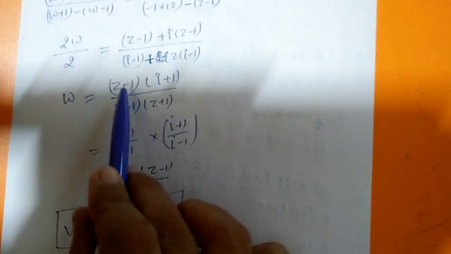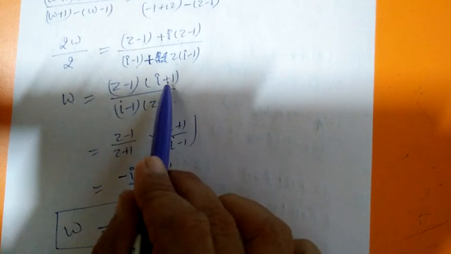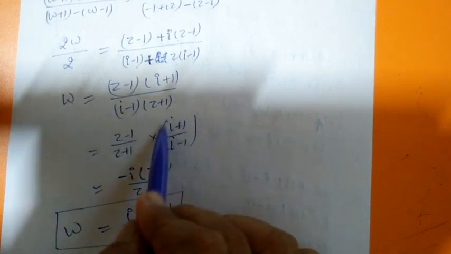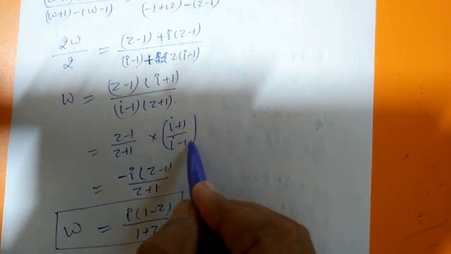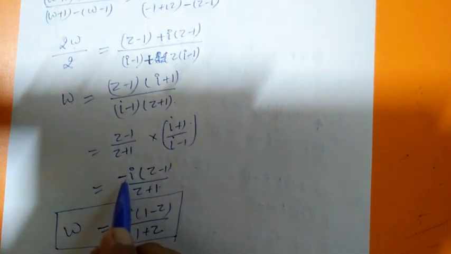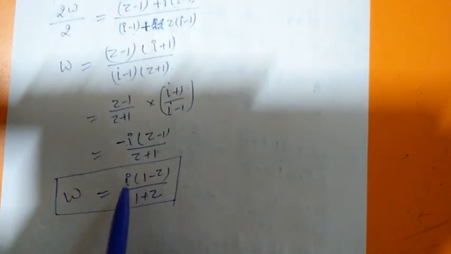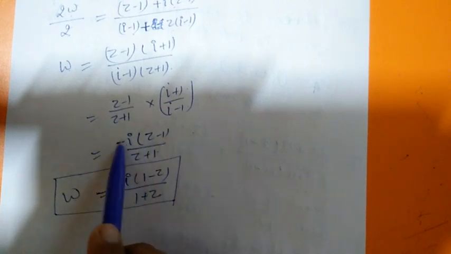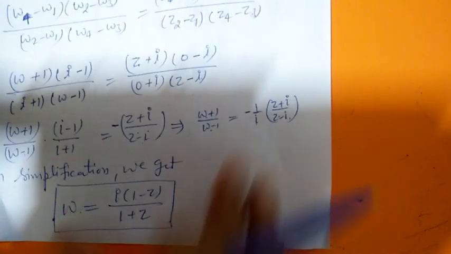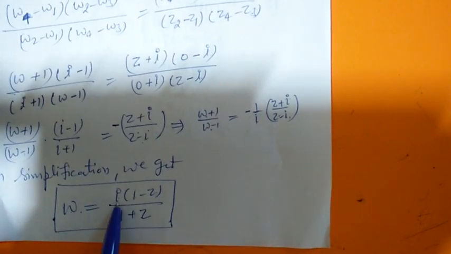So we get (z - 1) upon (z + 1) into (i + 1) upon (i - 1), and this is a ratio of two complex numbers. After simplification, that is, multiplying the conjugate of the denominator in the numerator and denominator, we obtain -i. So the required bilinear transformation is w is equal to i(1 - z) upon (1 + z). If we multiply this minus inside, or taking minus common, minus minus plus, we obtain the required bilinear transformation i(1 - z) upon (1 + z).